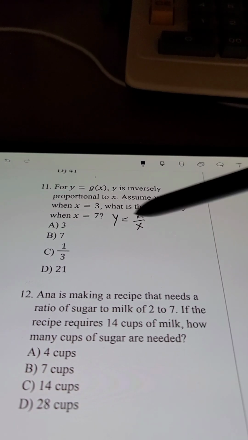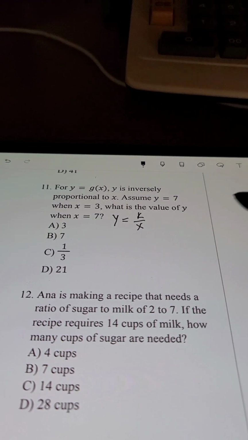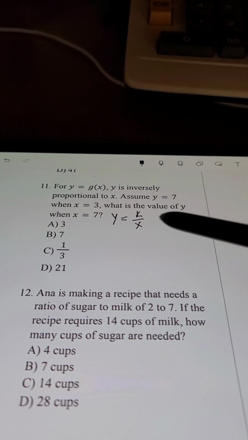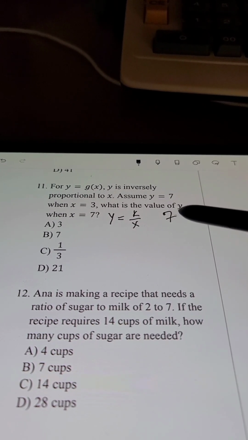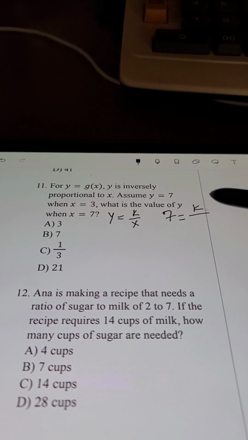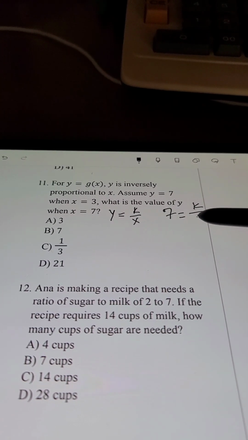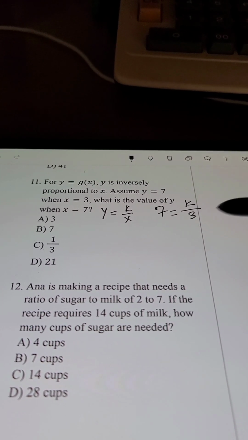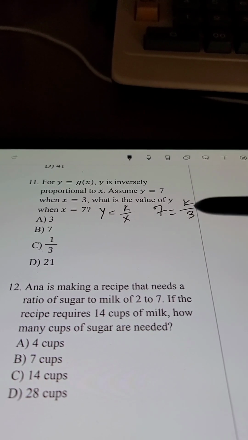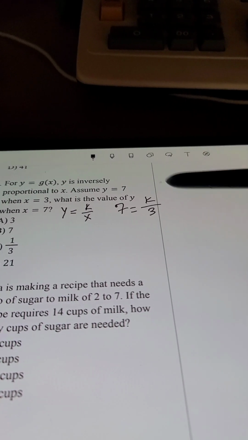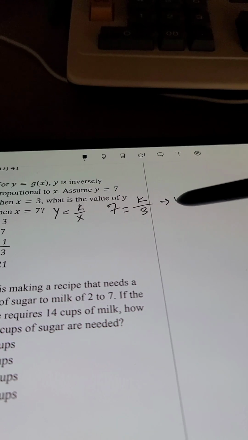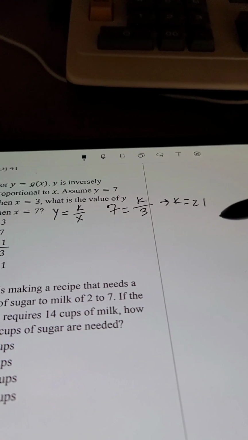Now, they're telling you Y is equal to 7. So I'm going to plug in a 7 for my Y. I don't know what K is. And I'm going to plug in when Y is 7, X is 3. So now I'm going to plug in a 3 there for X. Now I can figure out what K is because I'm just going to multiply each side by 3 to get that K is equal to 21.